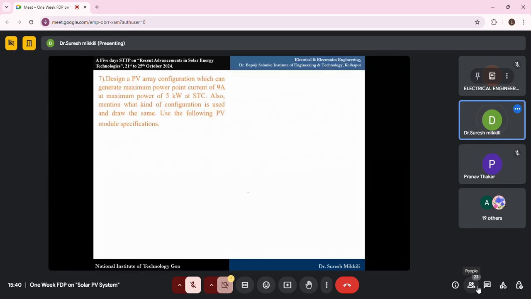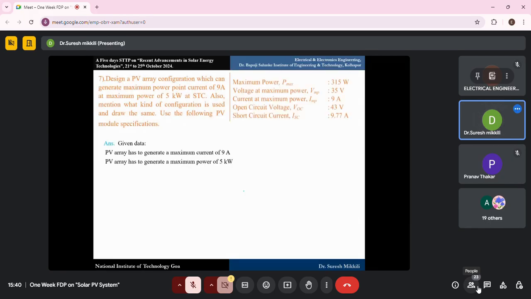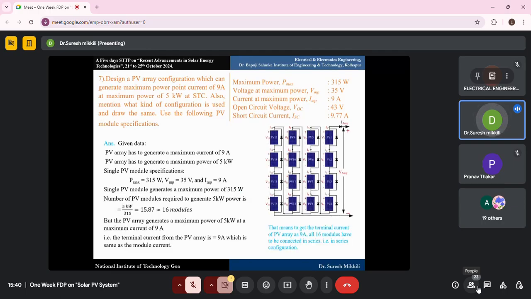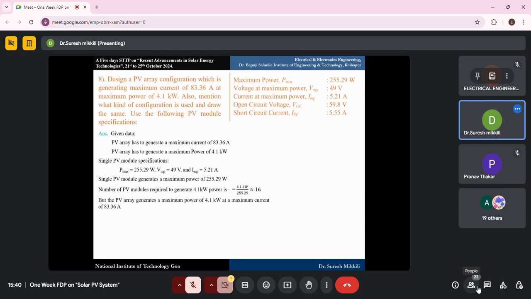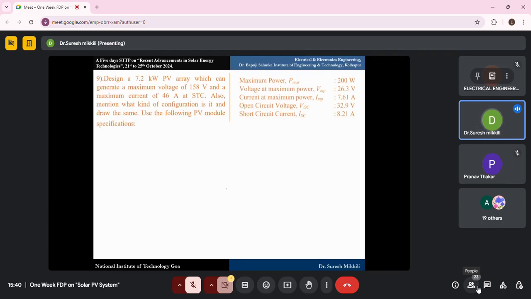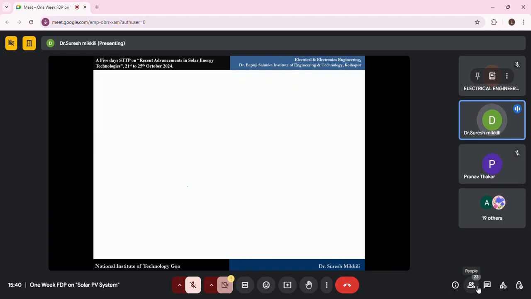We'll try to see. Already these numericals we have solved yesterday. I will come back to this numerical later, but first let me explain.